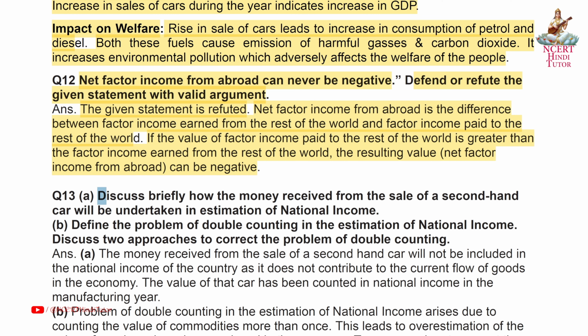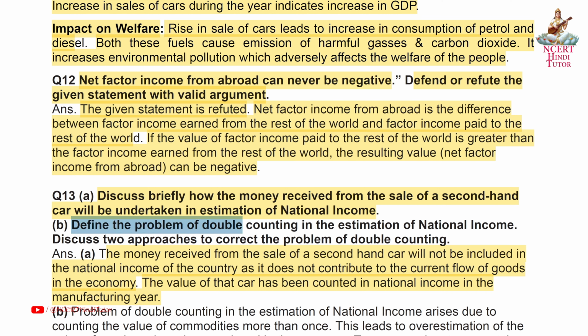Question 13a. Discuss briefly how the money received from the sale of a second-hand car will be undertaken in estimation of national income. Answer. The money received from the sale of a second-hand car will not be included in the national income of the country as it does not contribute to the current flow of goods in the economy. The value of that car has been counted in national income in the manufacturing year.